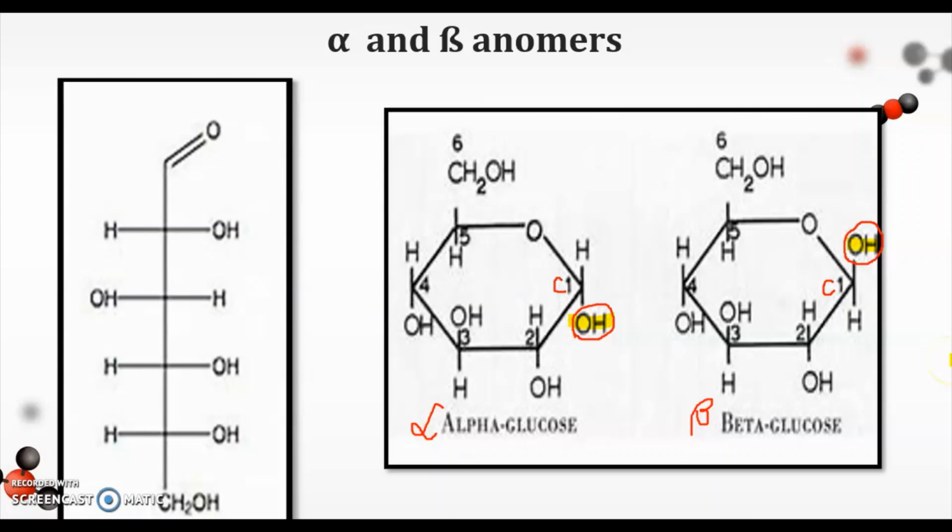This is an example of alpha and beta anomers. The ones being highlighted are the hydroxyl groups. For the alpha glucose, the hydroxyl group is placed below. For the beta form, the hydroxyl group will be placed on top. This will be on the C1 of the pyranose ring.